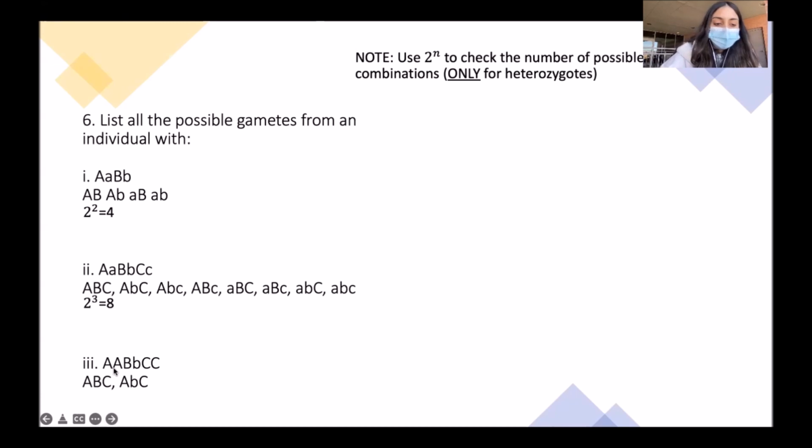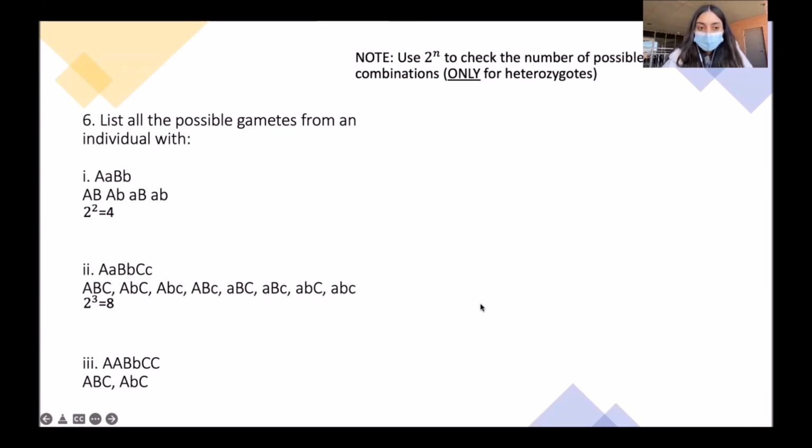And then for this one, we can't use this formula. And that's because we have here big A, and here big A, big C, big C. So for this, we're going to check big A, big B, big C, and big A, little b, and big C. And we can't find any other combination. And that's because we have 2 big A's and 2 big C's. Okay.